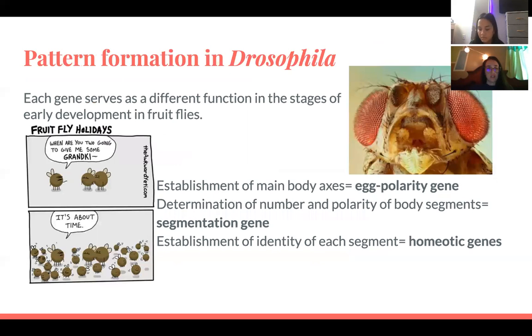Pattern formation. Each gene serves a different function in the stages of early development in fruit flies. Establishment of the main body axis is the egg polarity gene. Determination of number and polarity of body segments is the segmentation gene. Establishment of the identity of each segment is the homeotic gene.